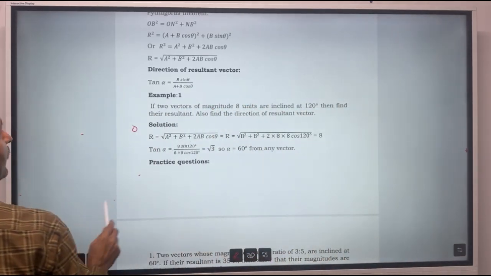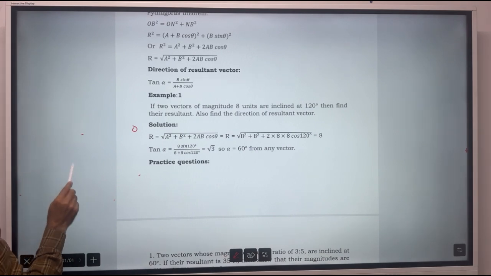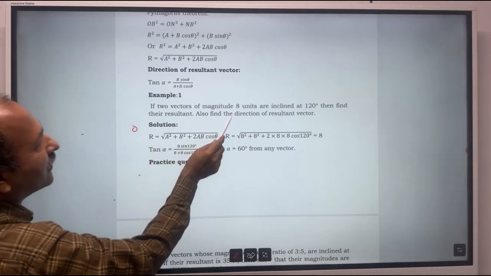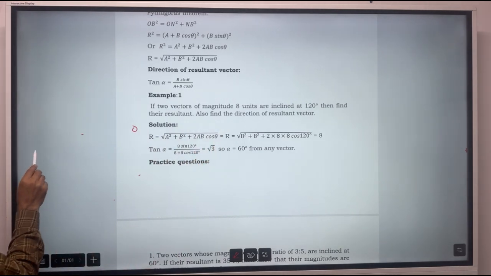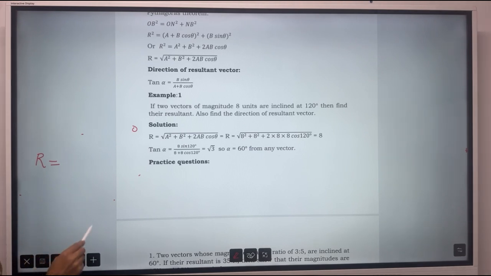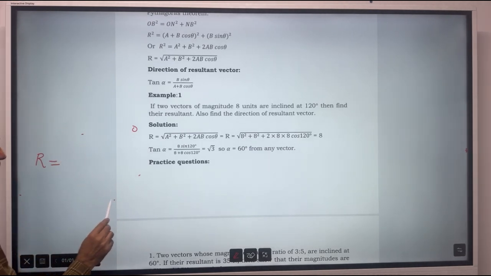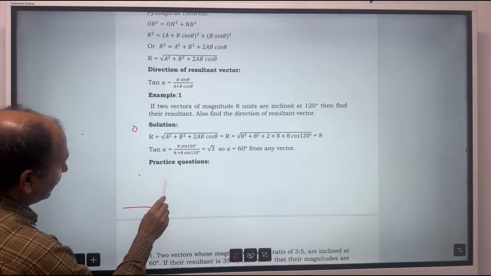Now, here the angle between the two vectors, as I told you, is given as 120 degrees, and we have to find the direction of the resultant. So the formula is, we take the sin theta component of the perpendicular vectors. Let's analyze it like this, so that it may become clear.